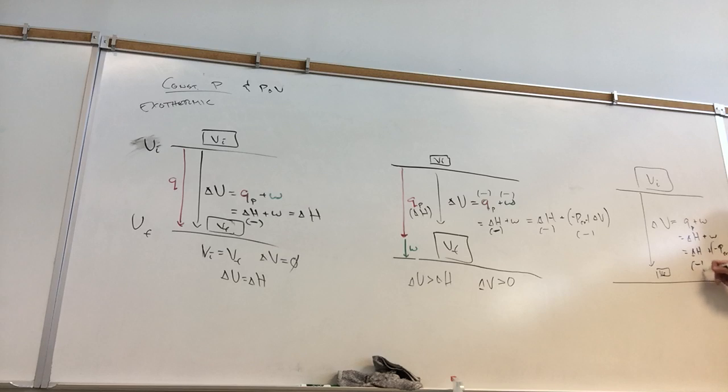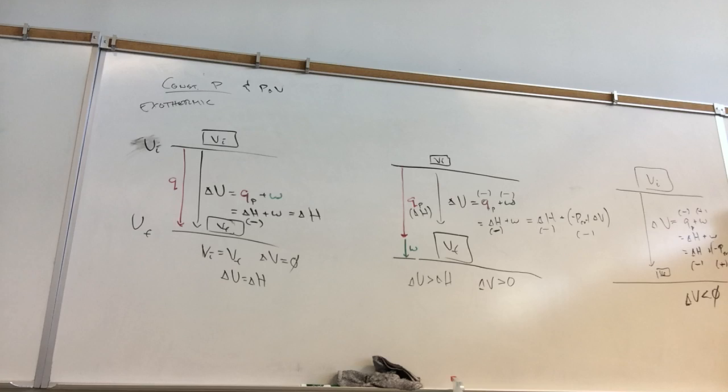And so delta H, this is exothermic, so Q is negative, right? But take a look at this. Delta V of the system is less than 0. We're shrinking in volume. If delta V of the system is negative, a negative times a negative gives us a positive. And so this term's positive. The heat is negative, but the work is positive.